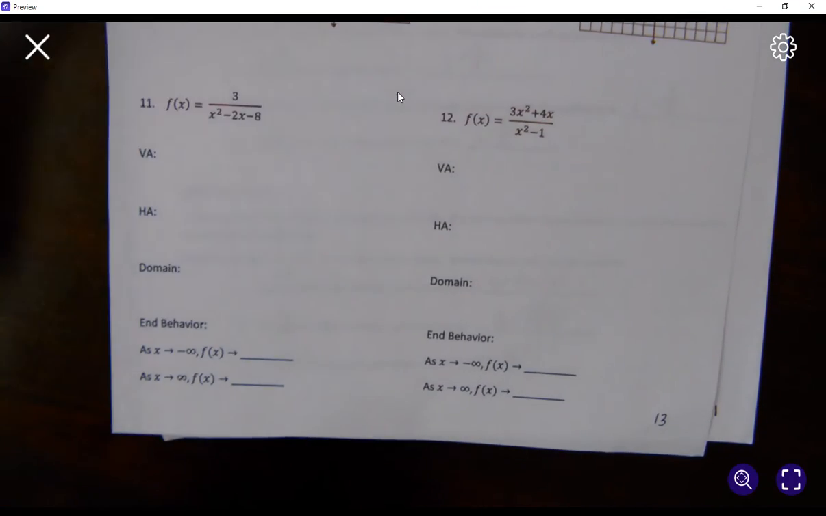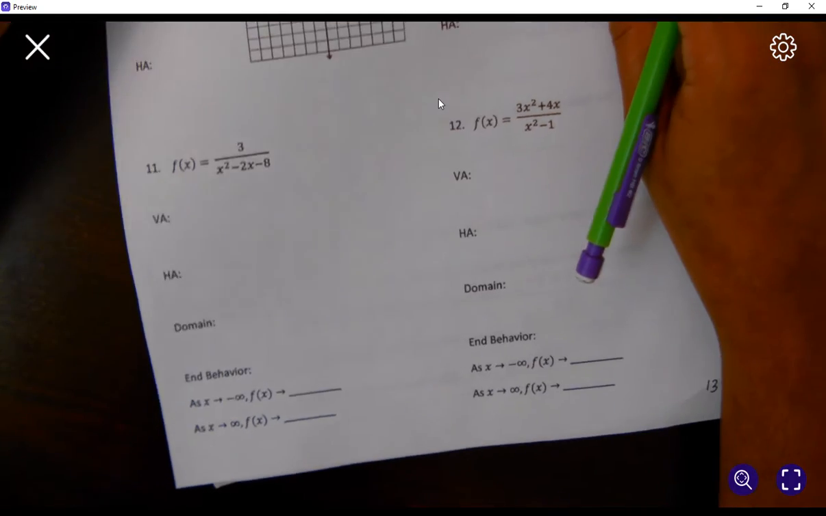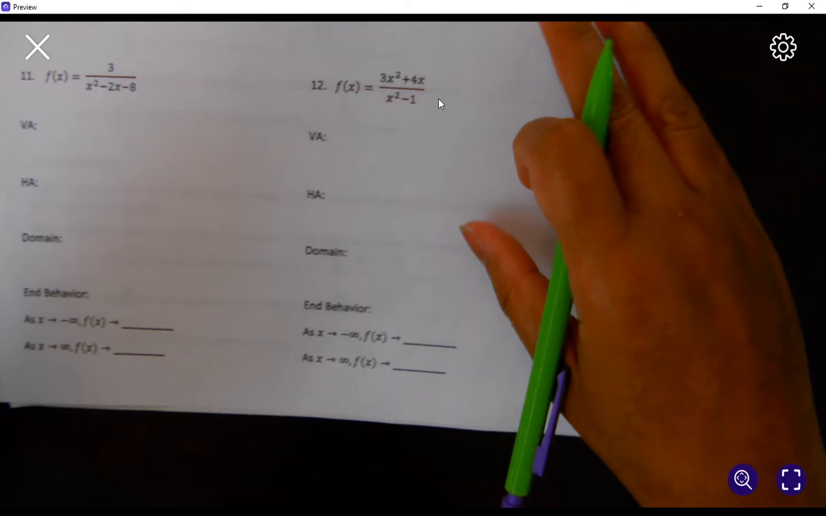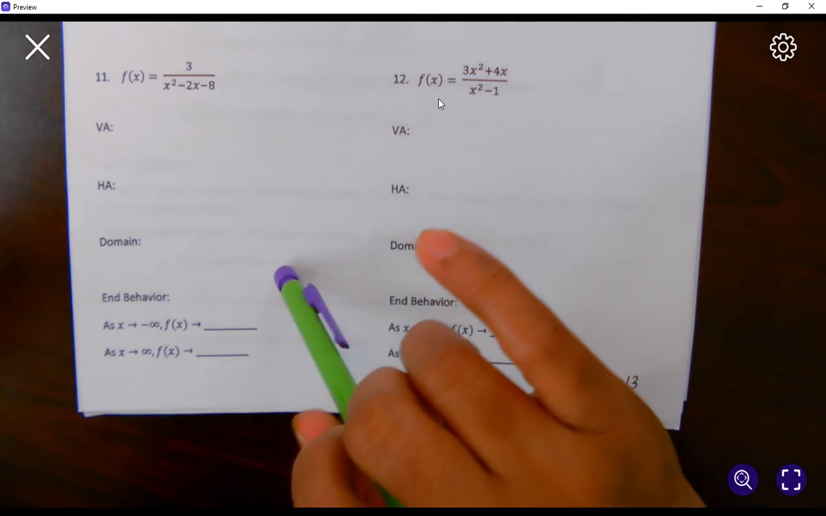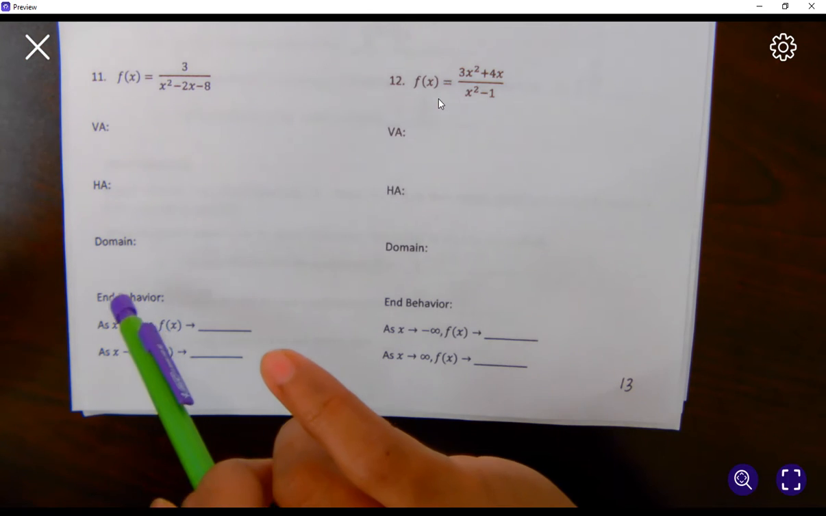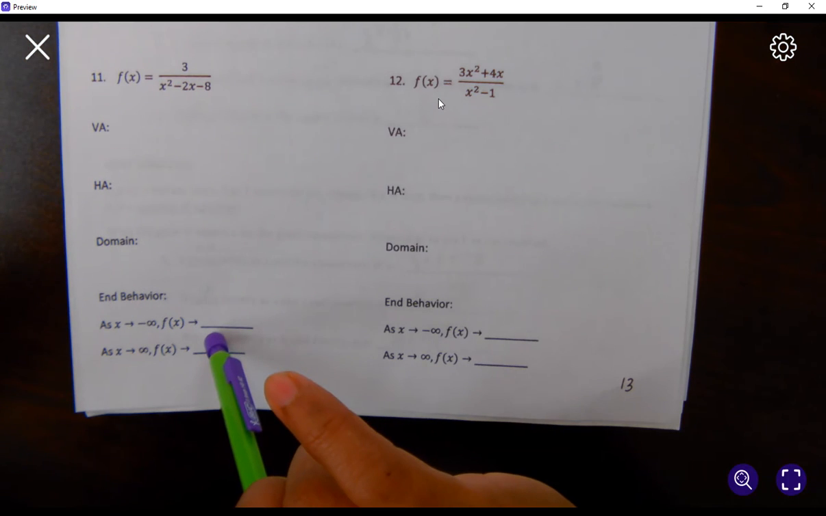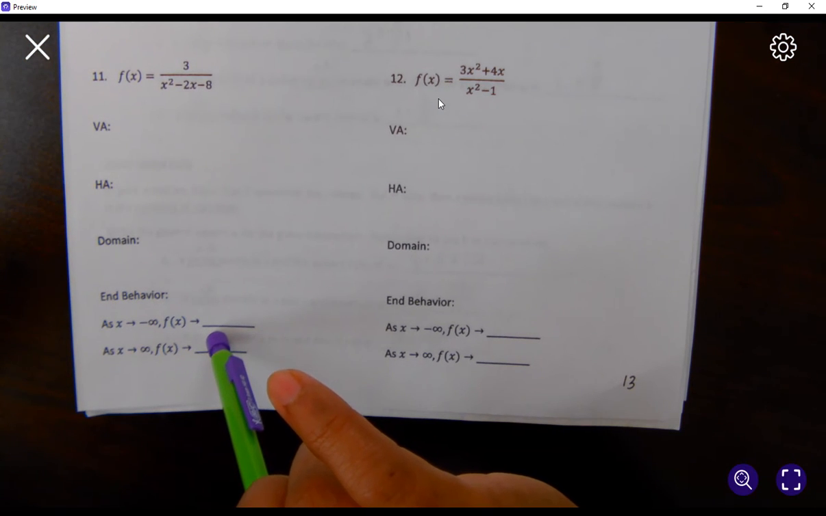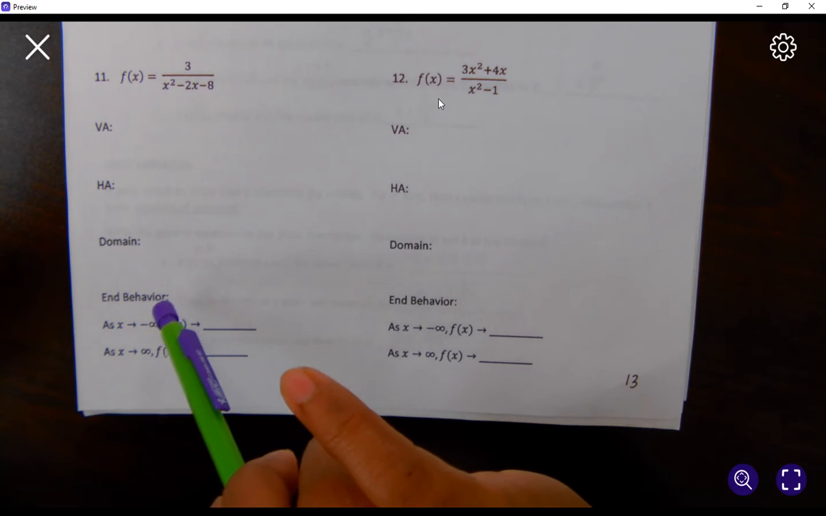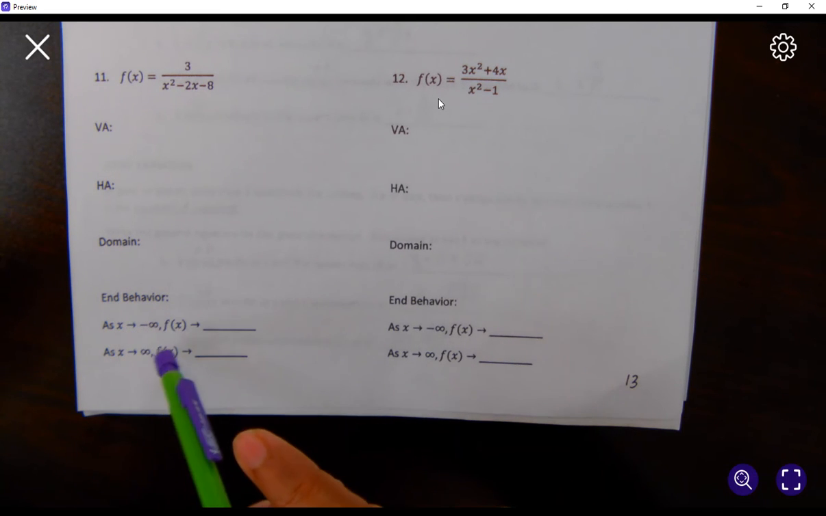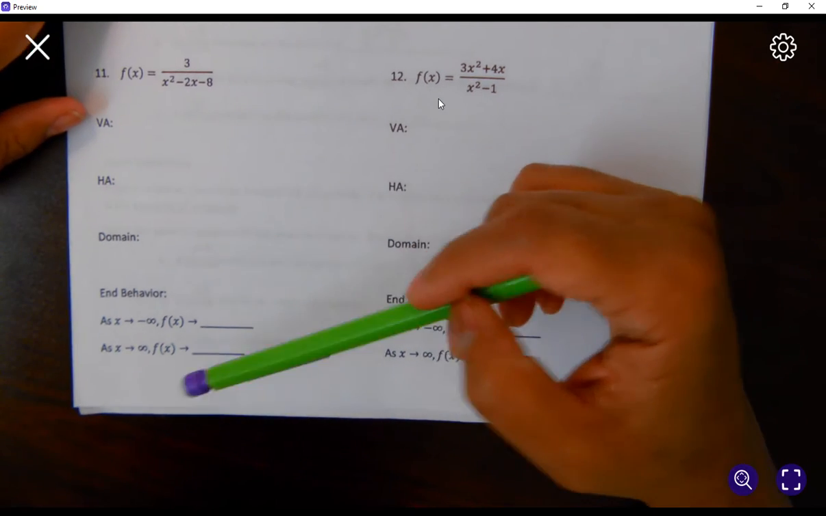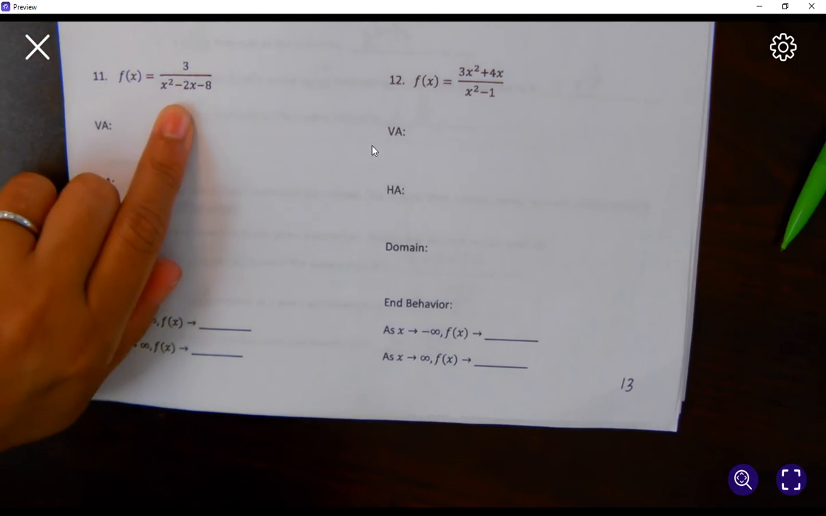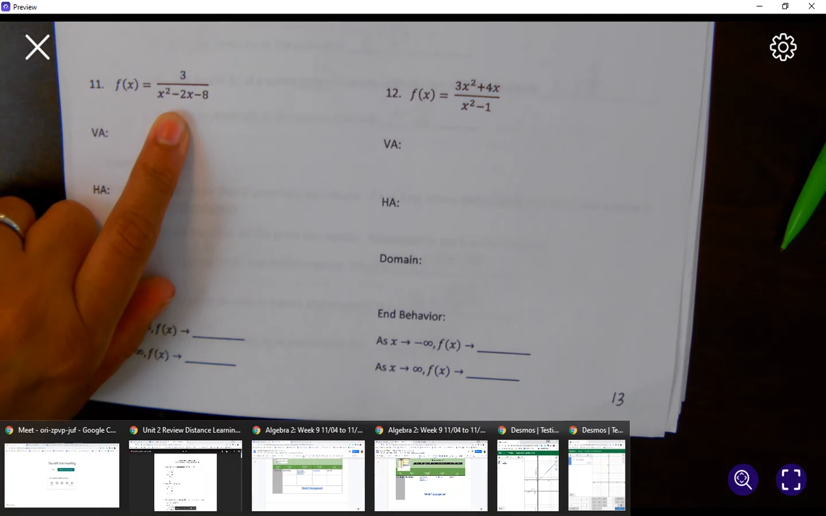I think there's, oh yeah, let me go to the next page. There is one more thing I need to show you for this unit. So right here, you have end behavior. So you will have end behavior questions here, where it's going to ask you what is the end behavior of this function. So let's actually look at all four of these things. So we're going to go ahead and graph it and see what it is.